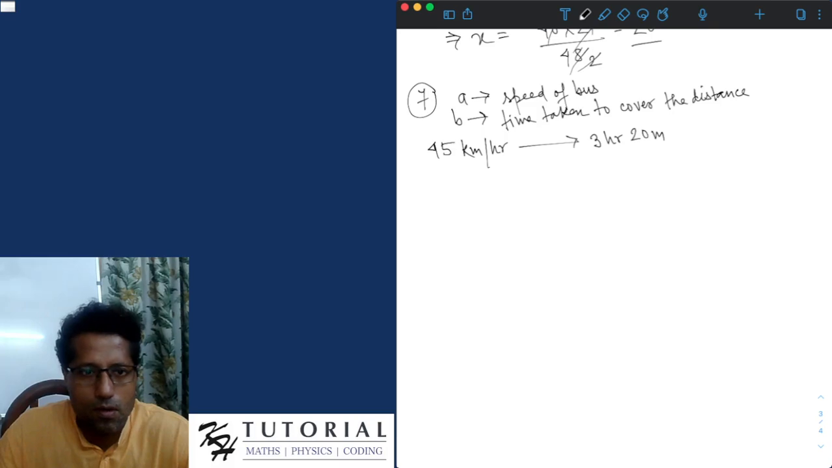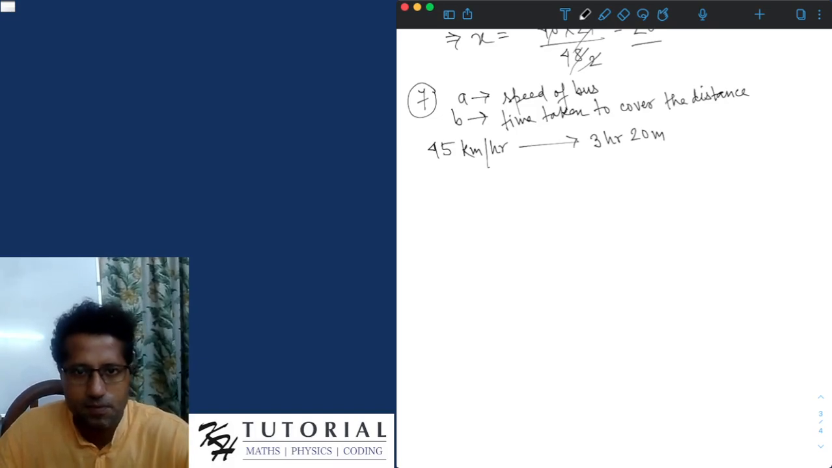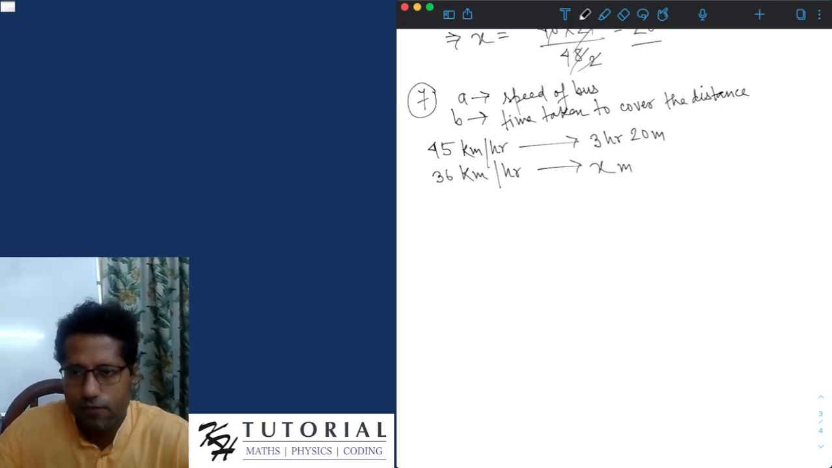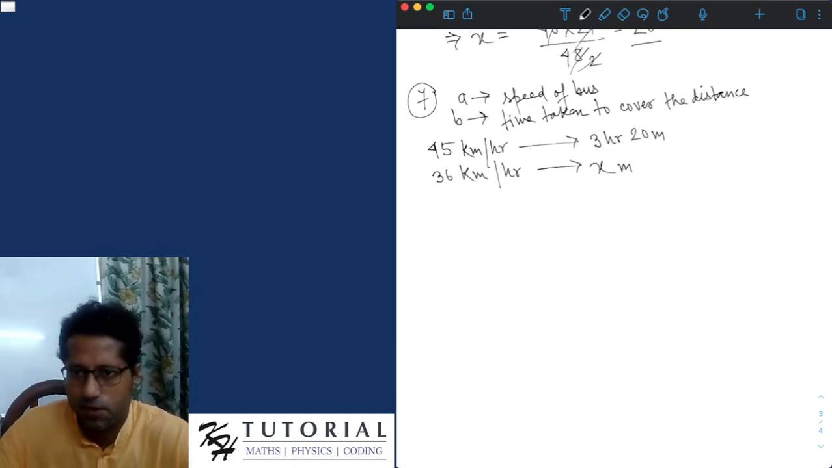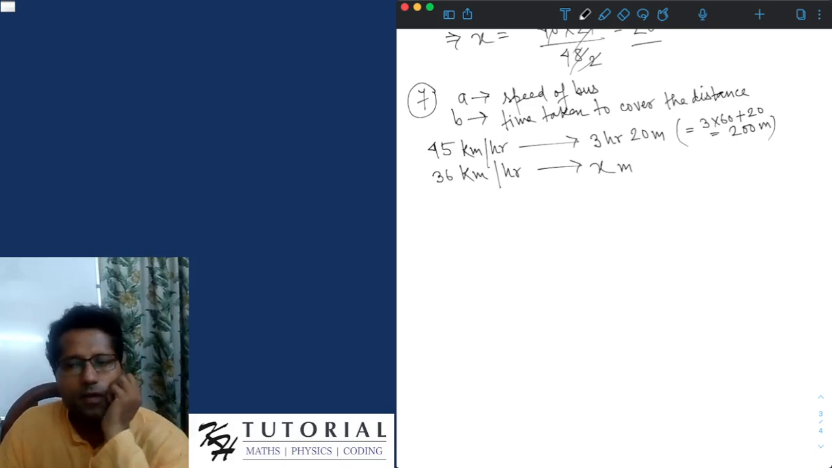Now the question has asked how long will it take to cover the same distance at a speed of 36 kilometer per hour. Let's say it takes x minutes. Now we have to convert this 3 hours 20 minutes to a single unit, to minutes. Now this is equal to 3 into 60 plus 20, this is 200 minutes.